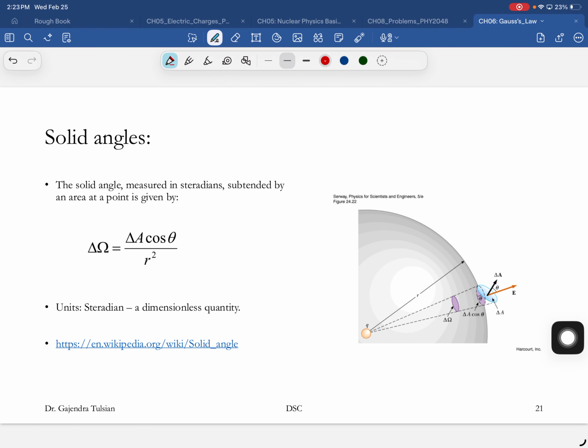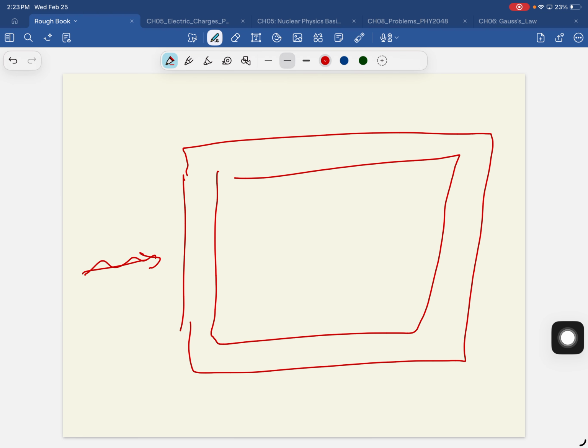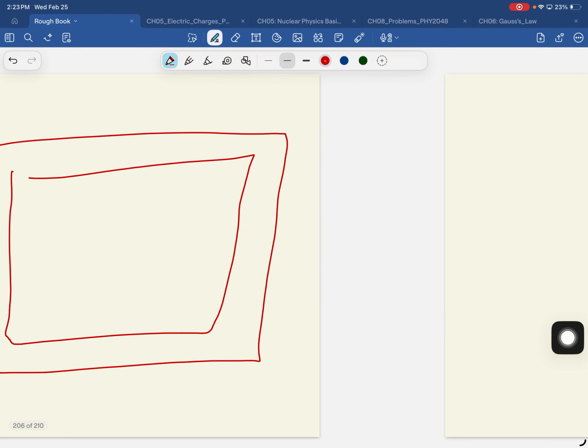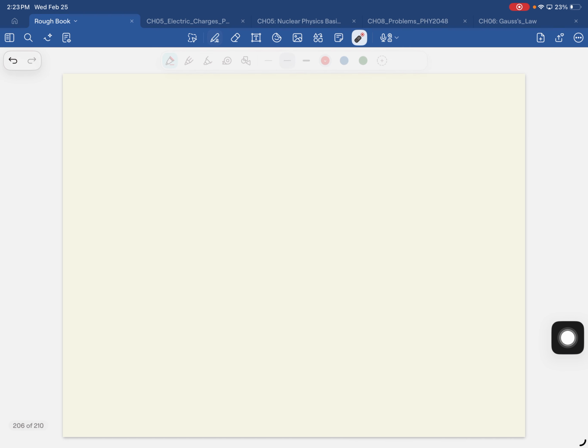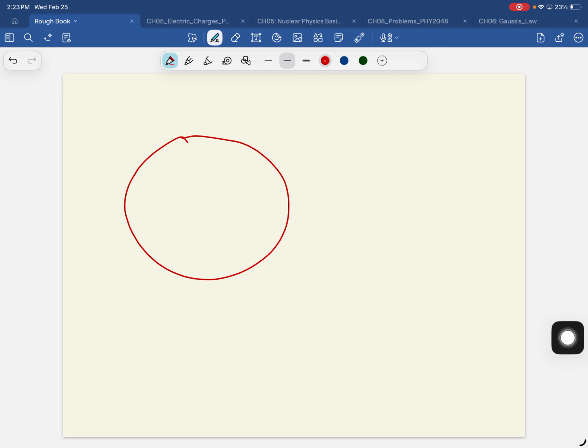So this is a two-dimensional surface embedded in 3 dimensions. You can have a 3-dimensional surface embedded in 4 dimensions, a 4-dimensional surface embedded in 5. So you can keep defining angles like that. Okay, so this is solid angle. All right, we'll stop here.